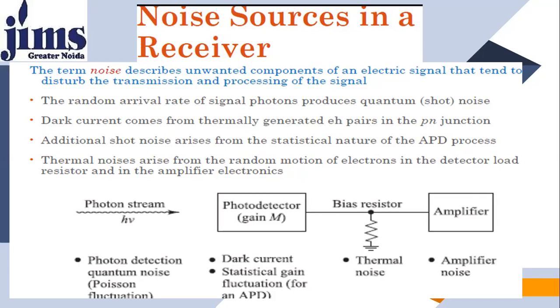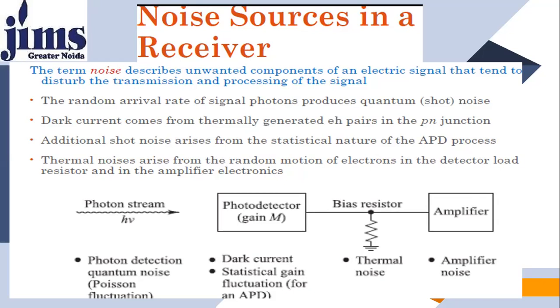Now the third category is additional shot noise that arises from the statistical nature of the APD process. Then thermal noise arises from the random motion of electrons in the detector load resistor and in the amplifier electronics. Then comes the category of thermal noise. Thermal noise is because of the resistance, first of all, and because of the temperature.